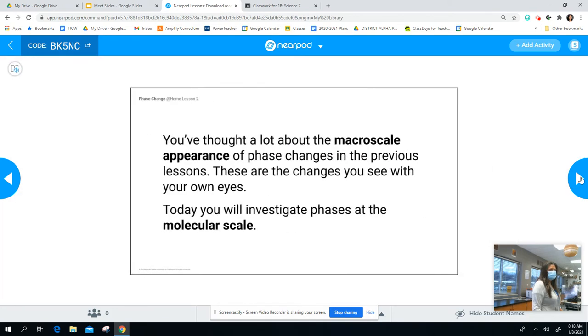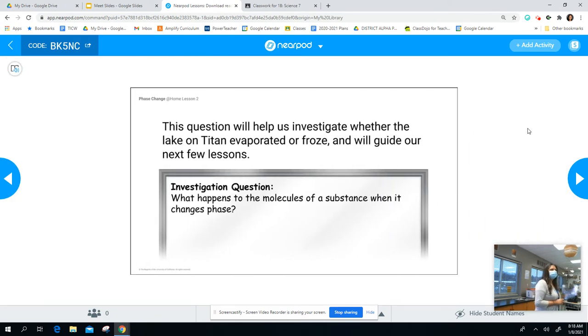And here we are. So yesterday we thought a lot about the macro scale appearance of phase changes, and in lessons previous to that, by looking at those videos. Today we're going to investigate the molecular scale, the teeny tiny little molecules that make up the substance. The question will help us to investigate whether the lake on Titan evaporated or froze. So we're still trying to figure out which of those two things happened, okay?